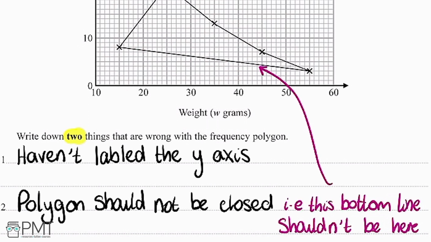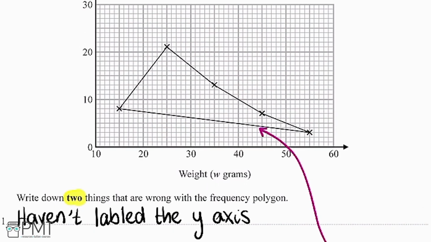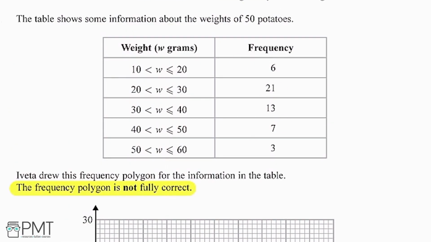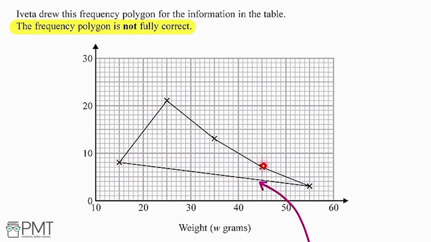Great, so we've actually answered the question because it's only asked us for two things that are wrong. There's also another one that we could have noticed. So we haven't actually looked at the data yet. And if we look at this data and see how it's plotted, we'll be able to see that these are plotted correctly. But this first point here isn't.